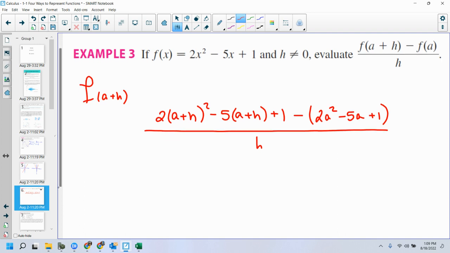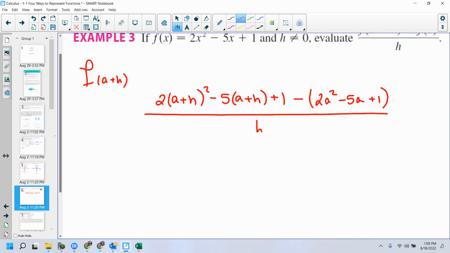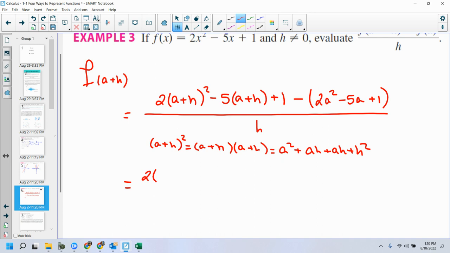Okay, let's square a plus h. Just a little side work here. A plus h squared is a plus h times a plus h. So foiling it out, that's a squared plus ah plus ah plus h squared. First, outer, inner, last, right? Double up the middle. So second step down, this is 2 quantity, a squared plus 2ah plus h squared.